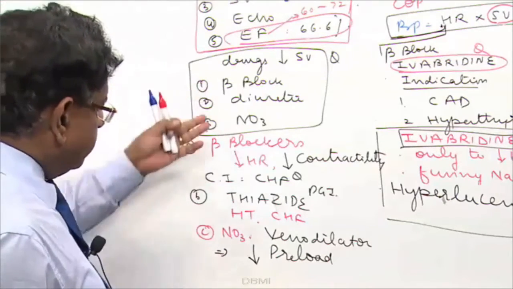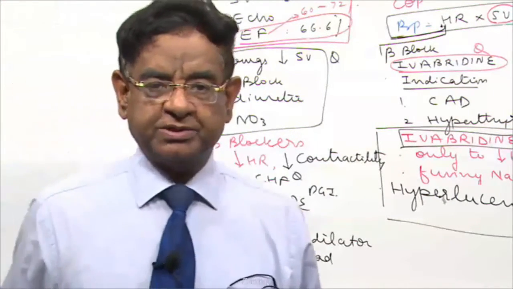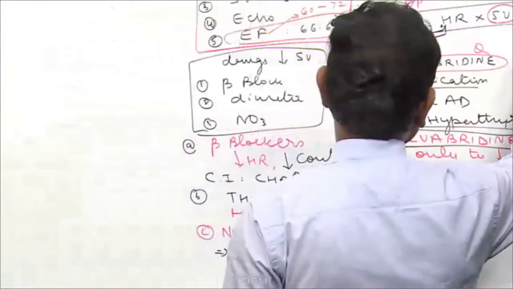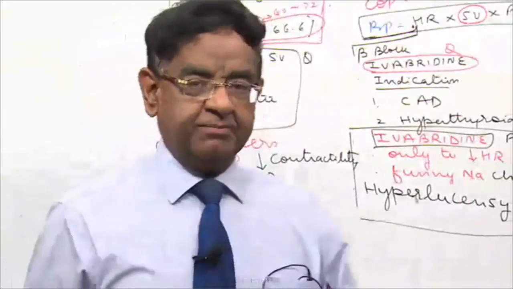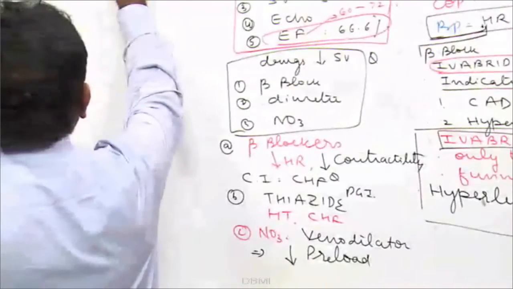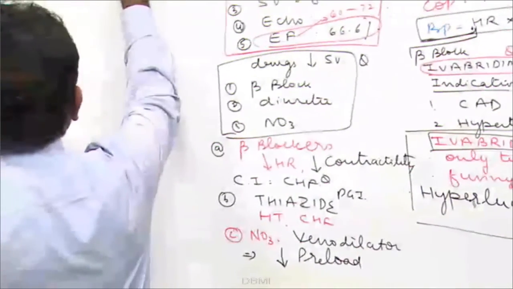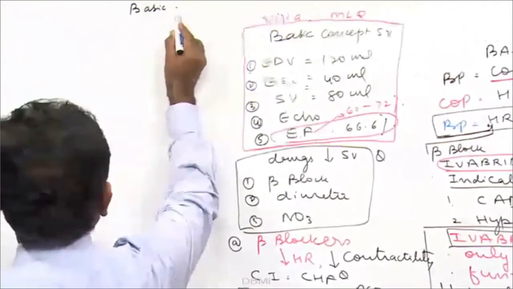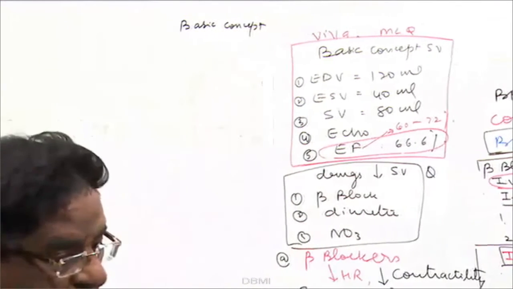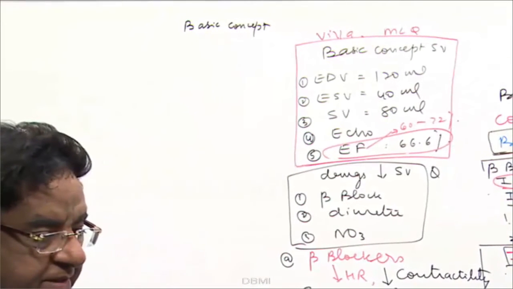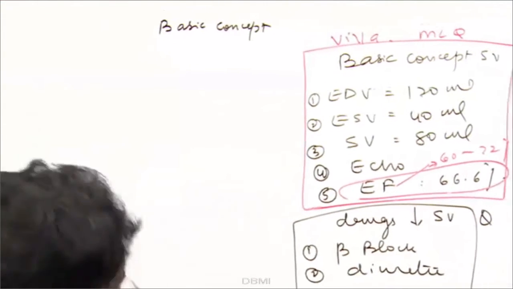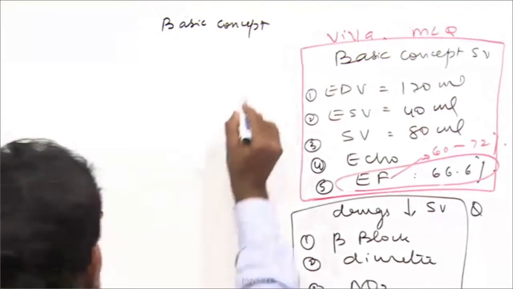Beta blocker, diuretic and nitrate are the three drugs. Now we come to the third component, peripheral resistance. So again, we first learn the basic physiology. First we learn the basic concepts regarding the peripheral resistance.